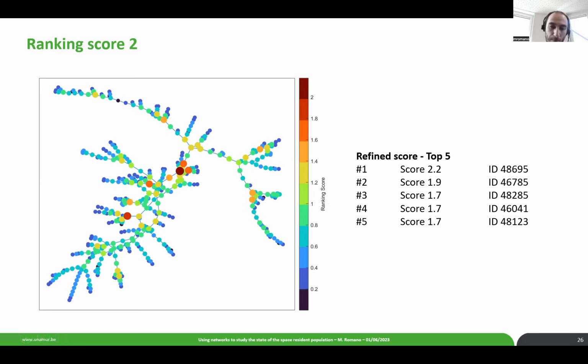And now, Matteo? Sorry. So, can you go over what is the main difference between the two scores? So before you went directly all this betweenness. So now what have you in the second?